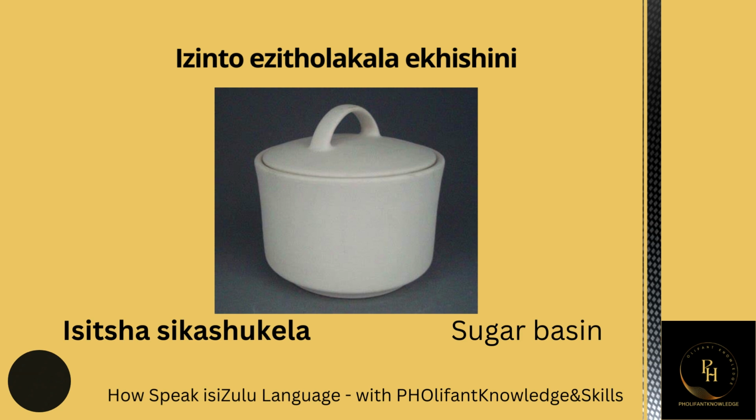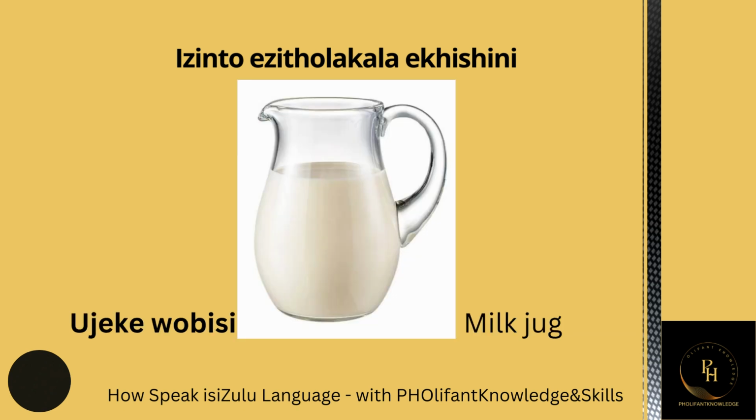A sugar basin is called isitsha sikashukela. Isitsha sikashukela. This is a milk jug. A milk jug is called ujeke wobisi. Ujeke wobisi.